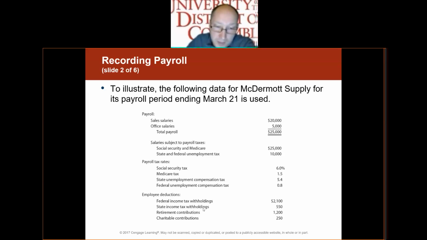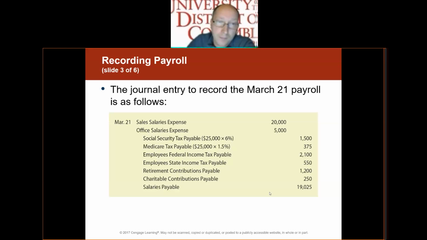The state income tax was $550. The retirement contributions, the company contributes to your 401k, matching up to like 6% or whatever, $1,200. Charitable contributions, $250. So these are the recordings that the company makes every 2 weeks. But there's more than that, right?